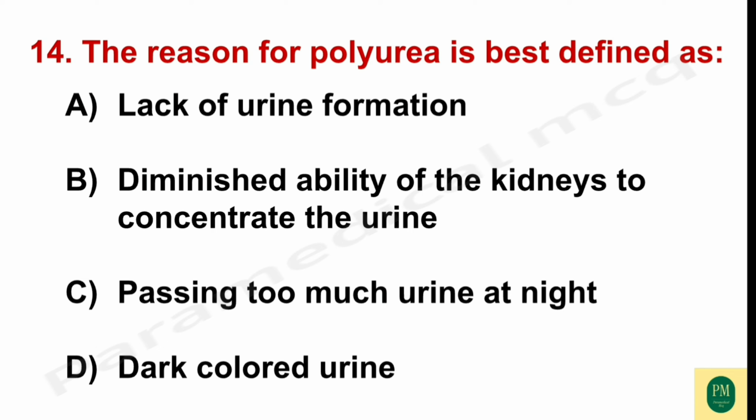The reason for polyuria is best defined as: option A, lack of urine formation; option B, diminished ability of the kidneys to concentrate the urine; option C, passing too much urine at night; option D, dark colored urine. The correct option is option B, diminished ability of the kidneys to concentrate the urine.